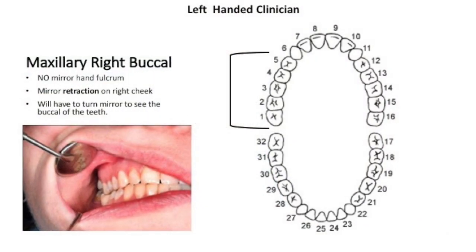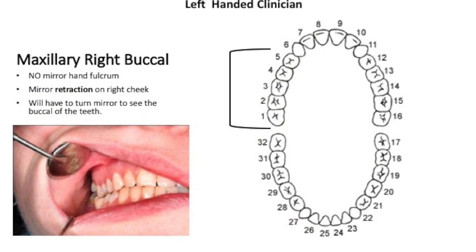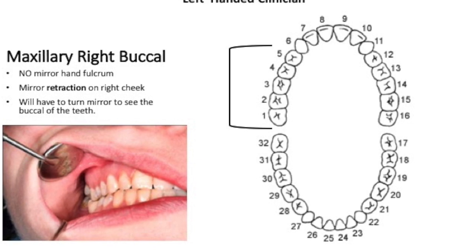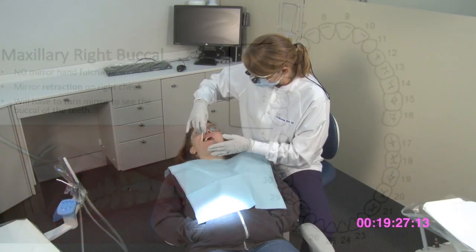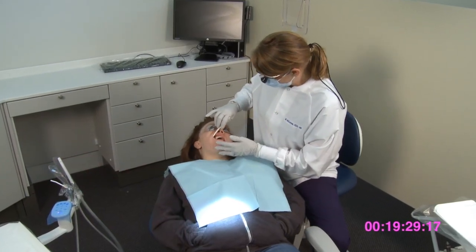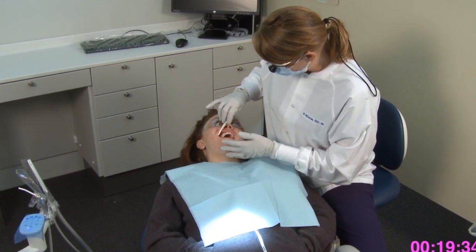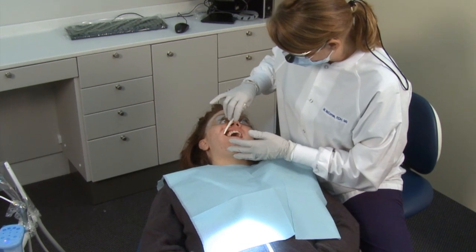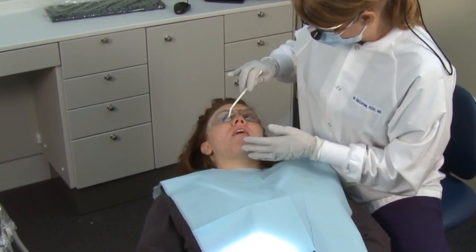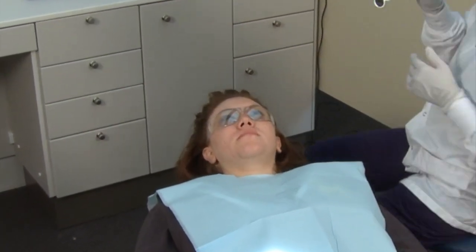Maxillary right buccal. There is not a mirror fulcrum, but you will retract the cheek with the mirror. The patient's head is towards you with their chin elevated. The clinician will sit between 1 and 2. However, when assessing the mesial surfaces, you may need to sit closer to 1, and when assessing the distal surfaces, adjust towards 2.